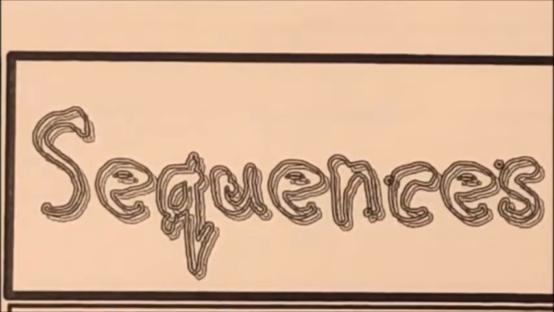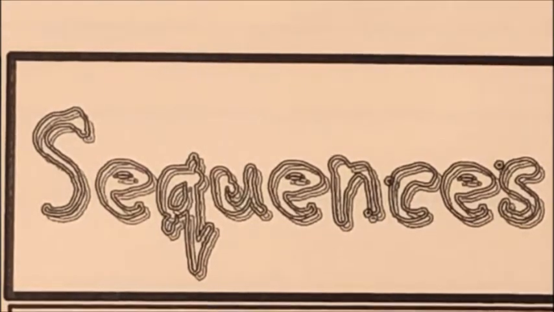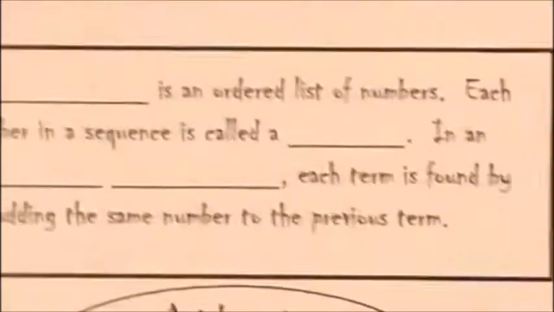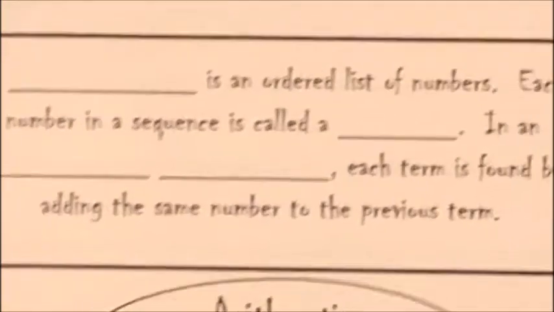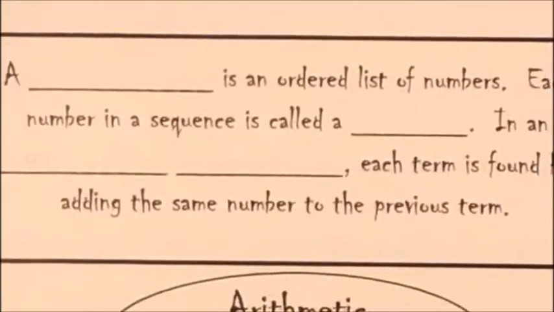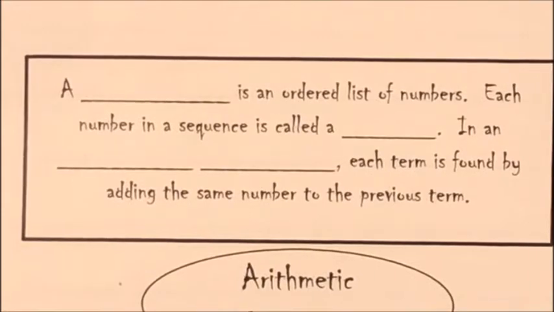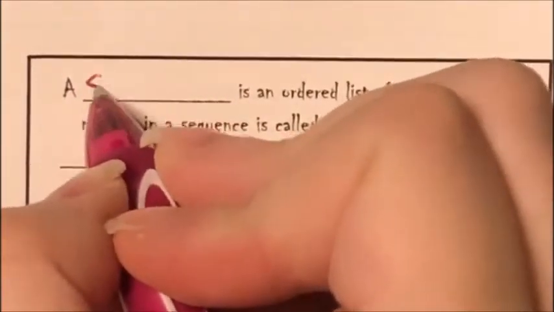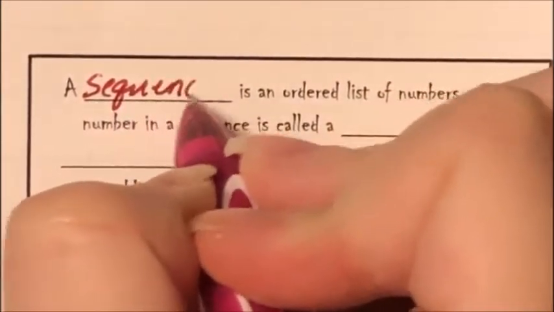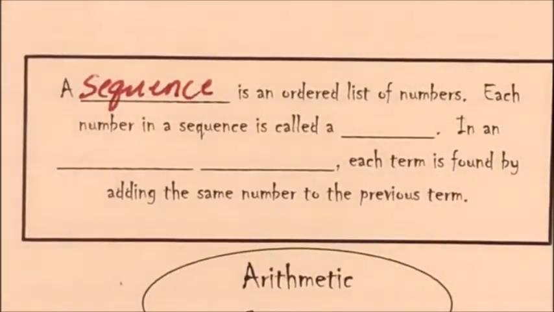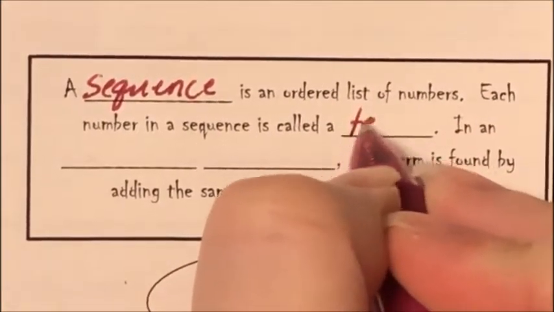This is Chapter 5, Lesson 2, Sequences. So, a sequence is an ordered list of numbers. Each number in a sequence is called a term.